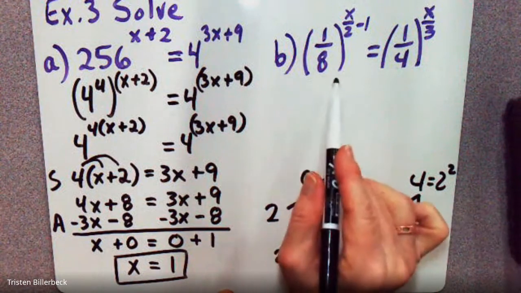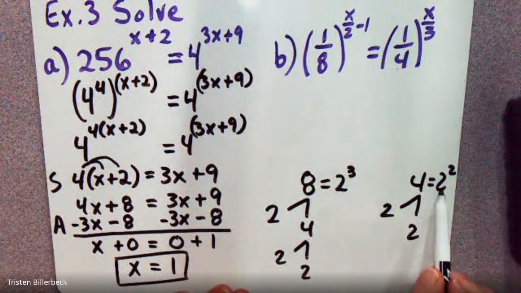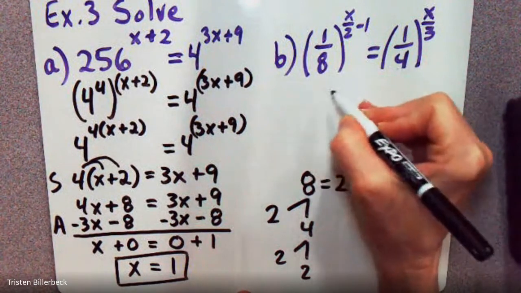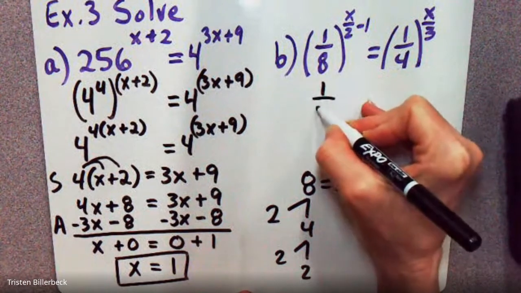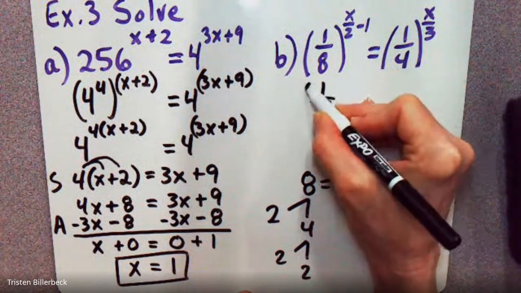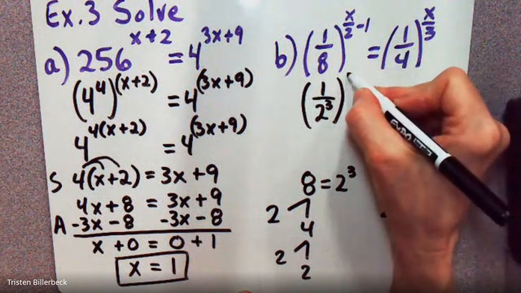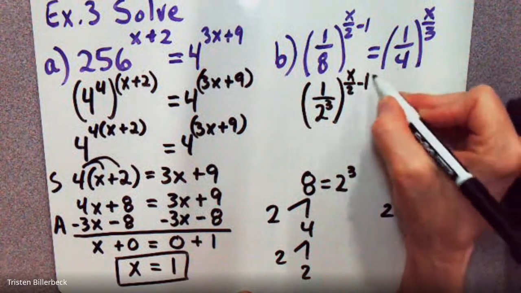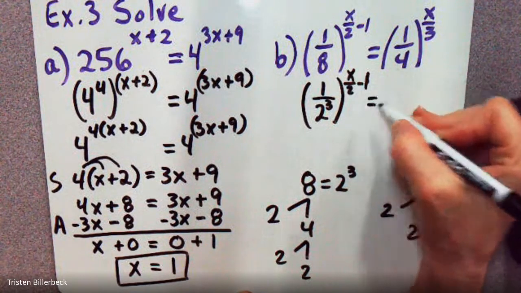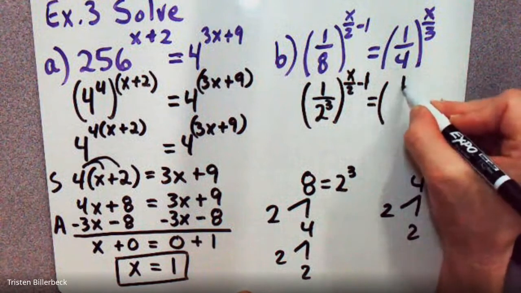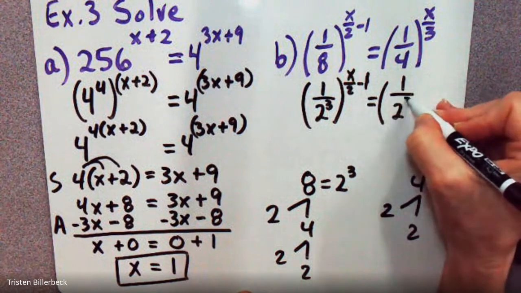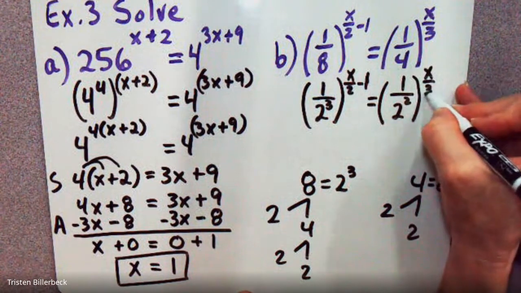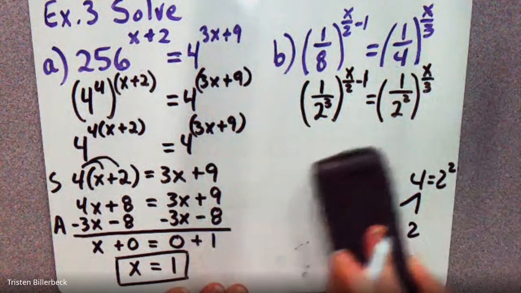So now let's put that into this problem, because we have the base of 2 that's the same, so we can work with that. So we have 1 over 2 cubed, and now we have this lovely exponent x over 2 minus 1 equals 1 over 2 squared, and then we have x over 3. I'm going to erase this for some room.